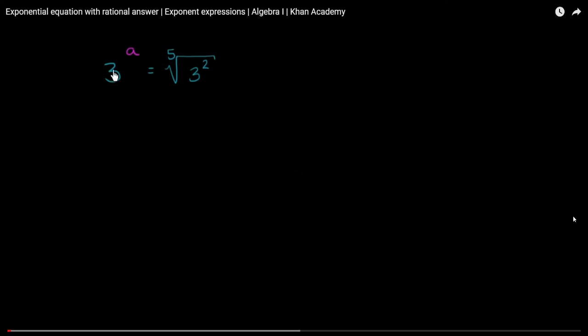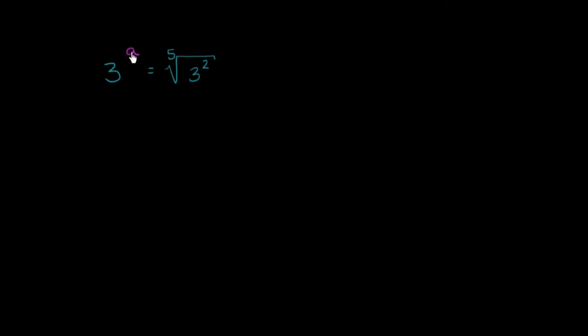So right here, we've got 3 to the a power, or 8th power, I guess. I don't want to confuse it with the number 8. 3 to the a power is equal to the 5th root of 3 squared. And what we need to figure out is, what would a be equal to? Let's solve for a. And I encourage you right now to pause this video and try it on your own.